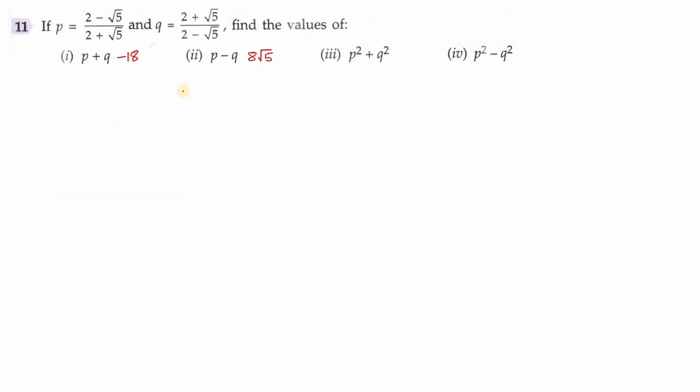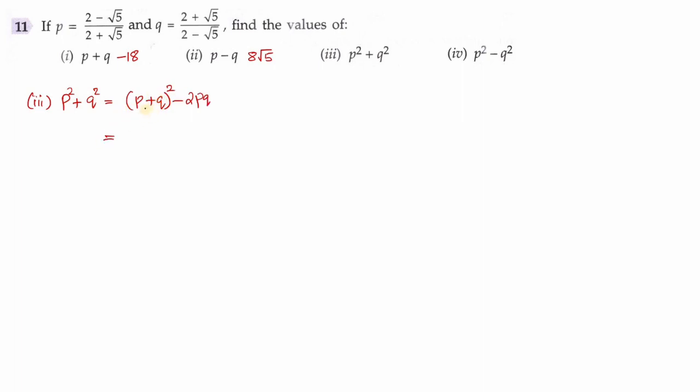So we have seen that the answer for the first one is minus 18 and for the second one is 8 root 5. Next we need to find p square plus q square. Number 3 is p square plus q square. There's a formula for p square plus q square, and that is p plus q whole square minus 2pq. So what is p plus q whole square?